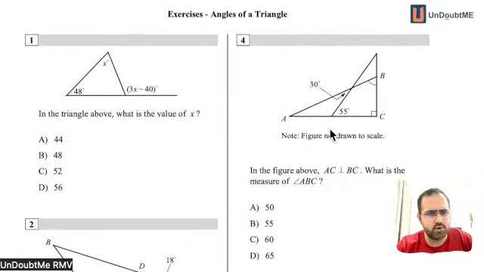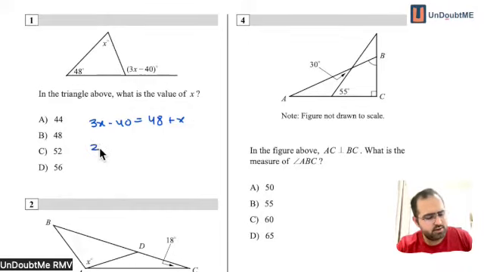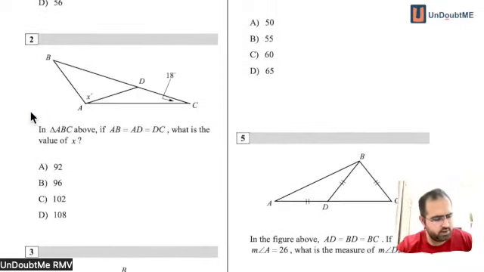We'll directly see the questions. In the first question, you will just write 3x minus 40 is equal to 48 plus x. So 2x is equal to 88. So x is equal to 44. Next.